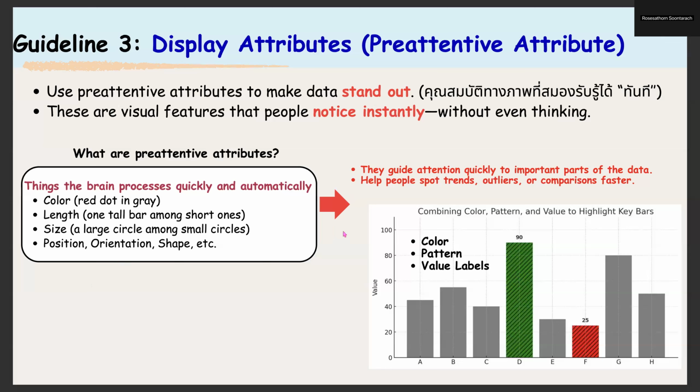These attributes can gain attention quickly to important parts of the data and can help people to spot trends, outliers, or comparison faster. For example, this graph contains color, pattern, and value labels, which are the pre-attentive attributes.